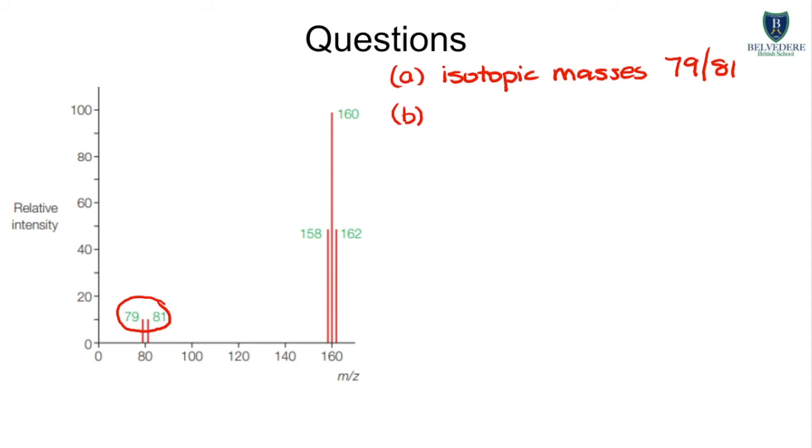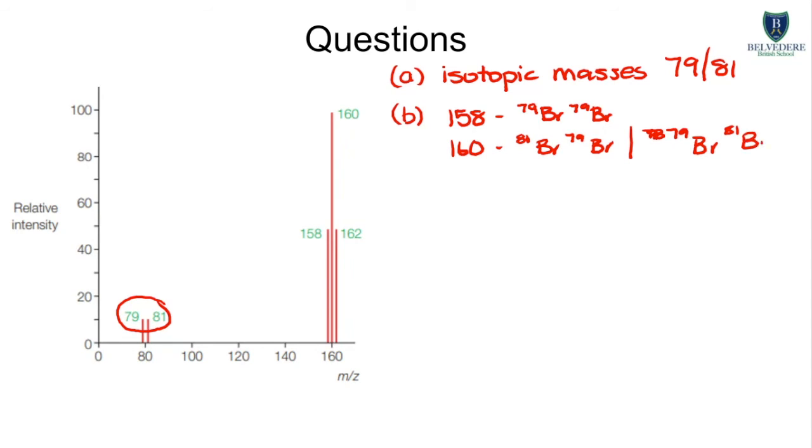The second question was looking at, what are the particles responsible for the three peaks? So for 158, that must be two 79 bromine atoms combining. For 160, it must be an 81 and a 79, or it could be a 79 and an 81. Remember, the order is important here. And for the 162, it could be an 81 and an 81.